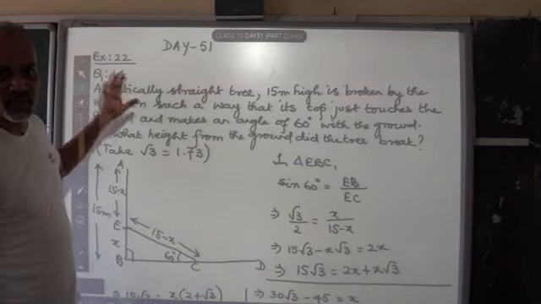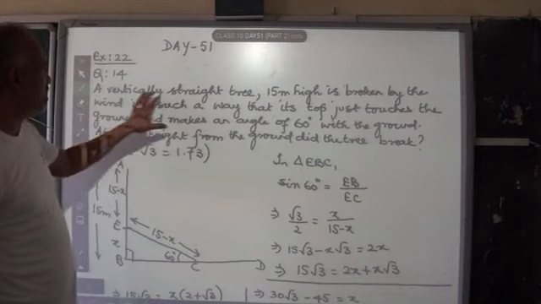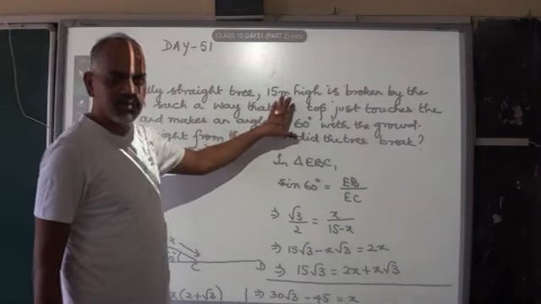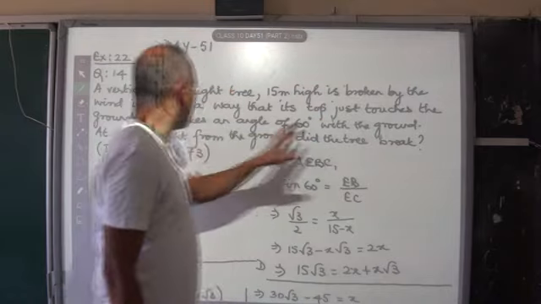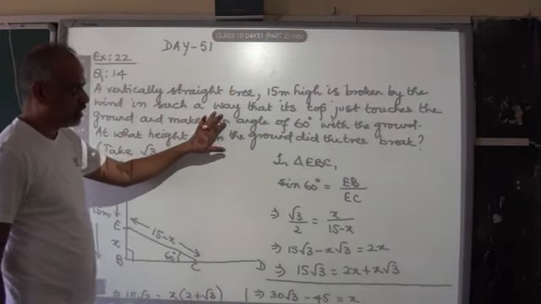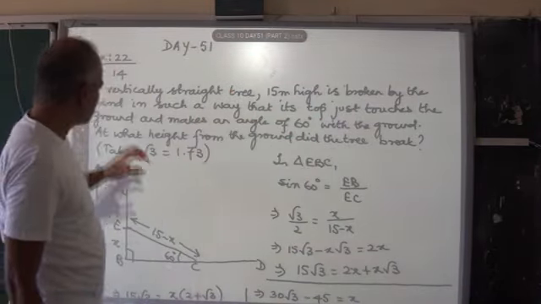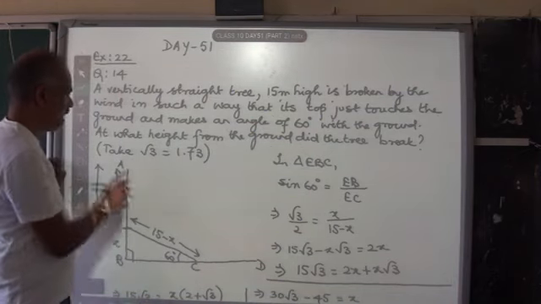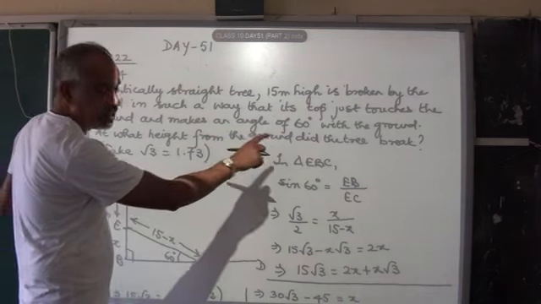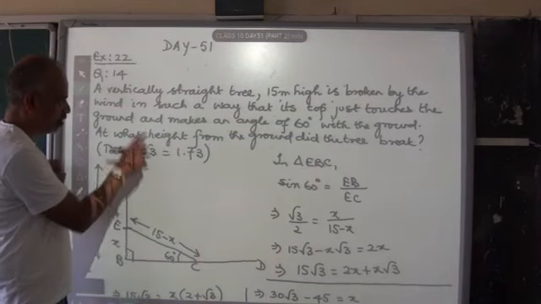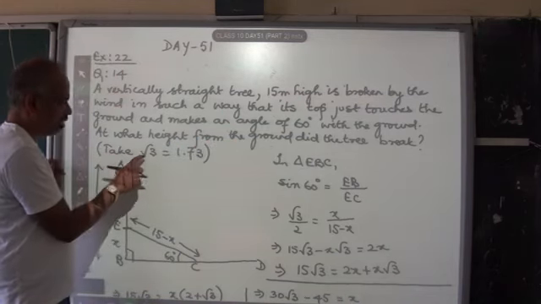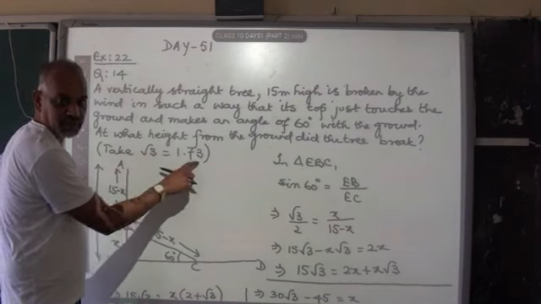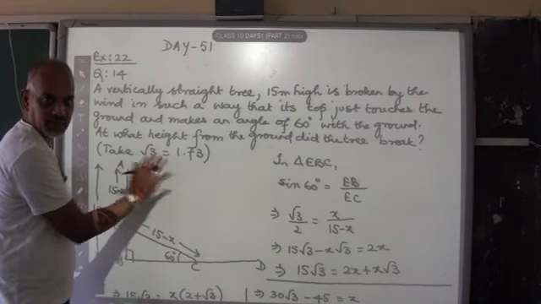Exercise 22, question number 14. A vertically straight tree, 15 meter high, is broken by the wind in such a way that its top just touches the ground and makes an angle of 60 degrees with the ground. At what height from the ground did the tree break? And for this question, you will take root 3's value as 1.73. Okay, this value is given in the question.